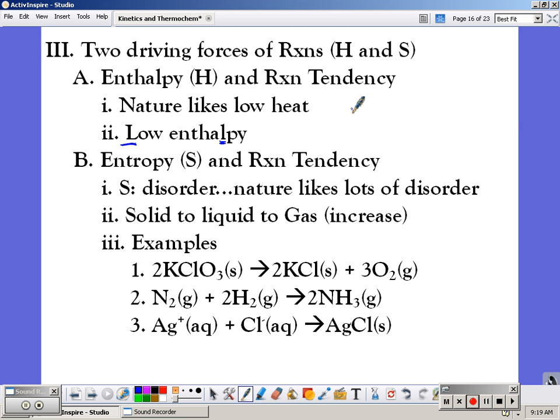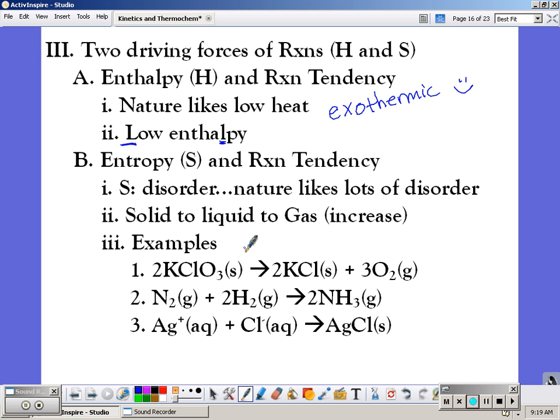Well, if it's a low enthalpy, that means the reaction tends to be exothermic. So nature likes exothermic reactions. Exothermic reactions tend to be spontaneous, not always, but usually. So what would make them non-spontaneous would also be the entropy.